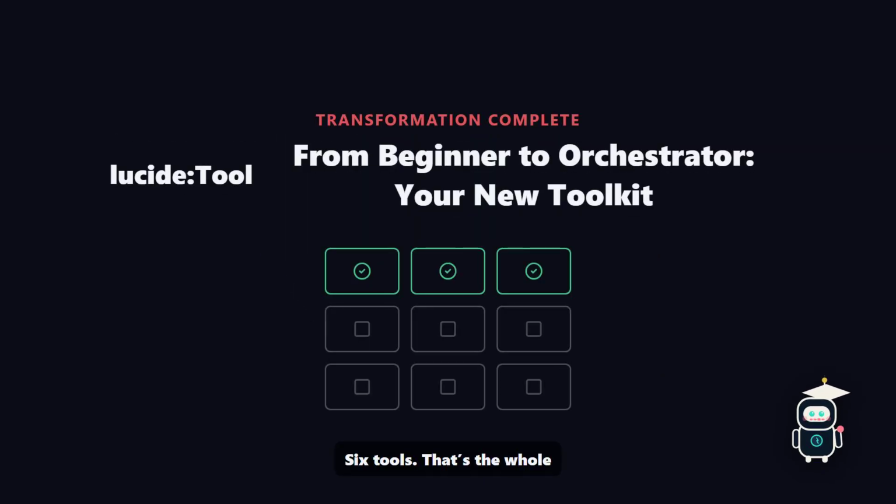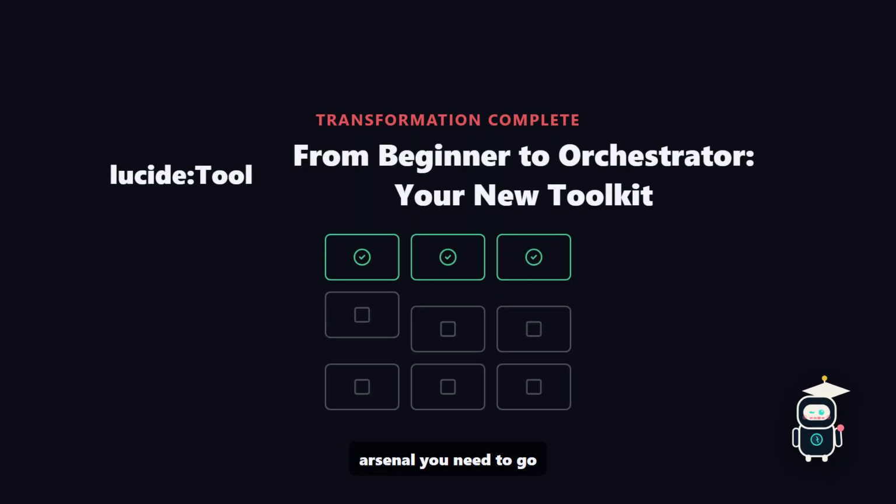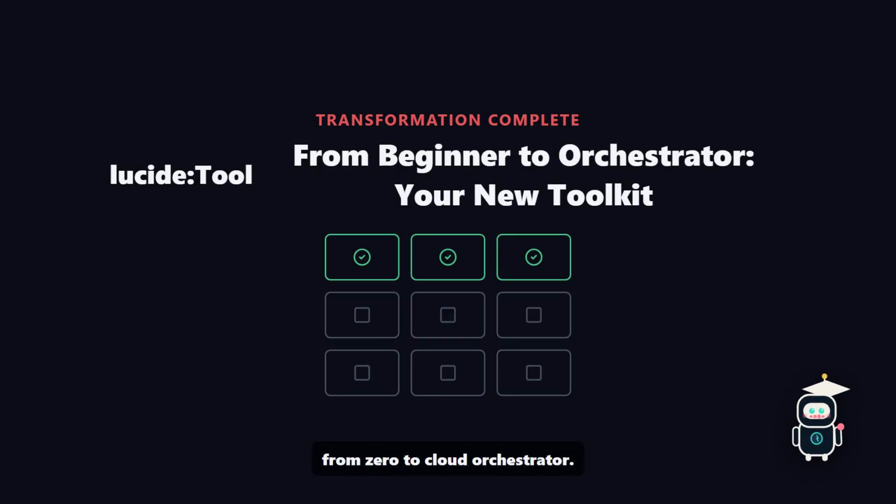6 tools. That's the whole arsenal you need to go from zero to cloud orchestrator. Kubectl speaks to the cluster, Helm packages the apps, Istioctl debugs the service mesh, Kiali gives you a real-time map, yq makes YAML programmable in CI, and Git keeps history so you can always rewind. If you only install one new thing this week, make it yq. It'll save you hours of manual YAML editing.